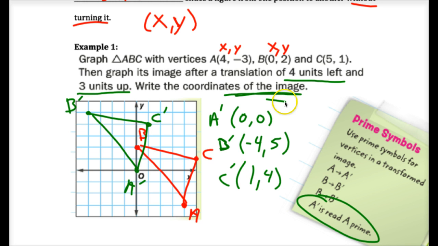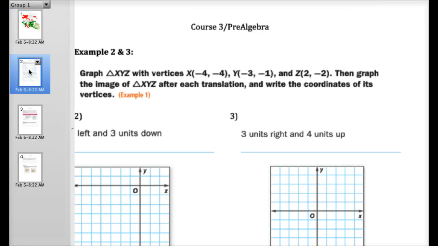So that's all you're doing for your homework, guys. You're going to move things based on how they tell you to move them. Somebody guess how many problems you have for homework? 6. Really? All right, let's do this.